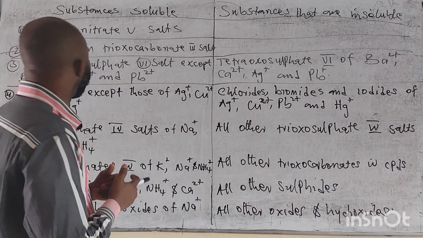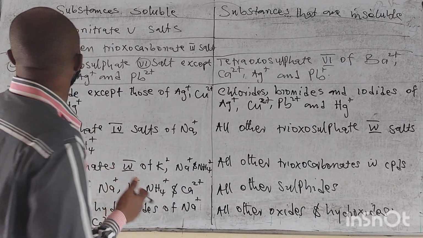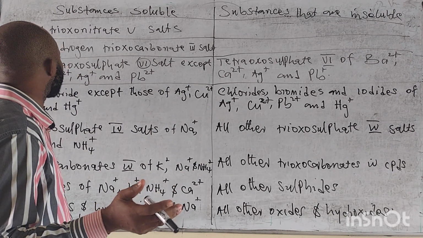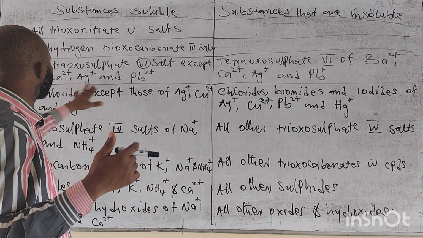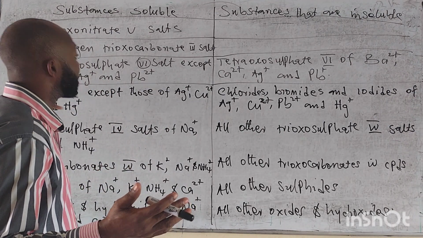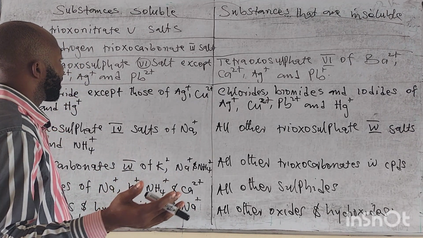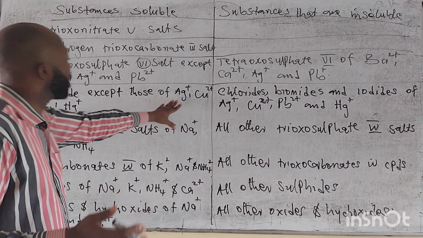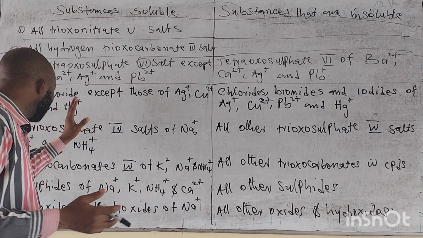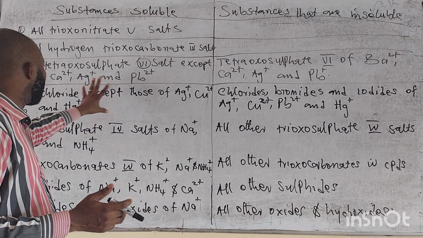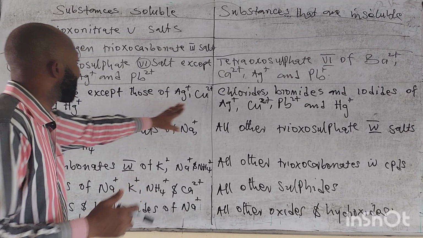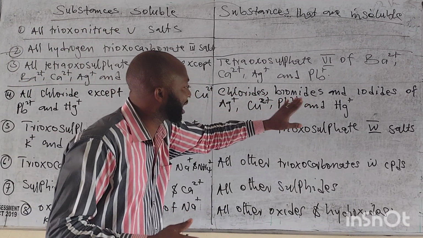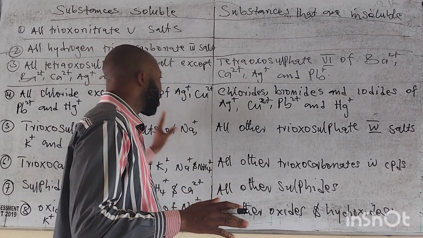Which means if I have sodium, which one there? Potassium tetraoxosulfate(VI) or is there magnesium? Magnesium tetraoxosulfate(VI) is soluble, and any other one you can figure out. Okay? All chlorides except those of argentum, copper, lead, and hydrargyrium. All chlorides are soluble except these. So chloride, bromide, and iodide of argentum, copper, lead, and hydrargyrium are insoluble. So every other one is soluble.